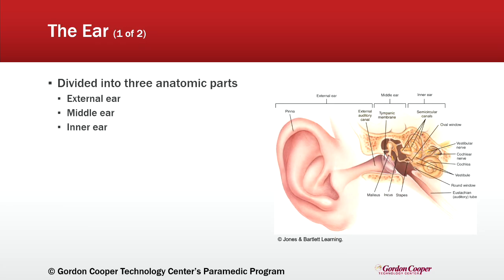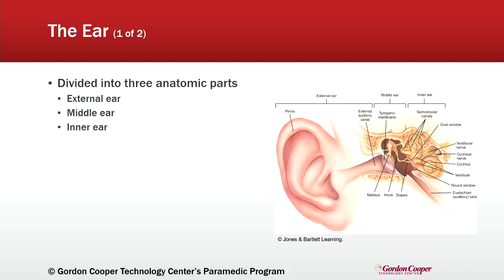The ear is divided into 3 parts. We have the external ear, the middle ear, and the inner ear. The external ear, of course, is the fleshy part on the outside of the ear and the very entrance of the auditory canal. The middle ear is just inside of the fleshy part of the ear. It contains the tympanic membrane and the 3 small bones known as the malleus, the incus, and the stapes. The inner ear is comprised of semicircular canals, the oval window, the vestibular nerve, cochlear nerve, the cochlea, the vestibule, round window, and the eustachian tube.